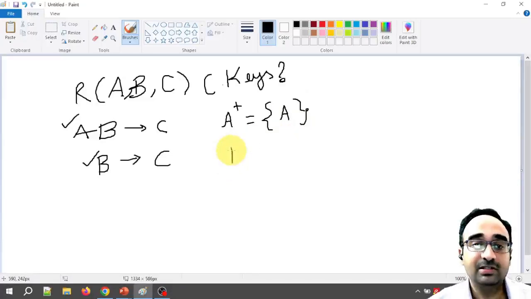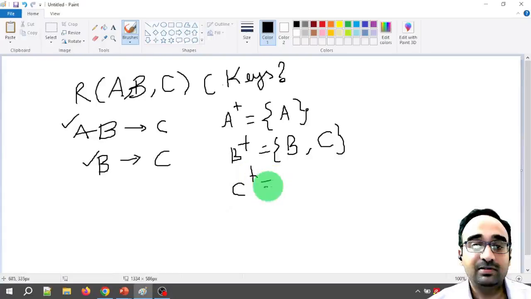Similarly, if you take the closure of B, first include B and check whether any functional dependency has that attribute on the left hand side. So here it is. Include the RHS in the closure, so include C here. Now check if there is any functional dependency with C. No, there is nothing. So this is the closure of B. And now take C. Include C here and check whether any functional dependency is there with C. There is none, so close it.